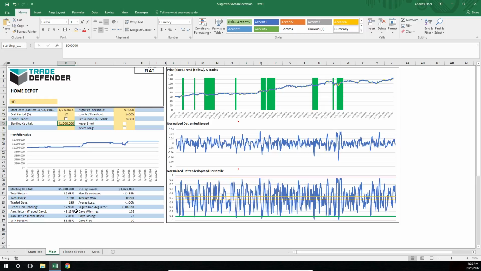Days winning are the number of days that the strategy showed a positive return, and the opposite is true for days losing. Remember that this isn't the number of winning trades versus the number of losing trades, but a tally of the number of days up versus down.